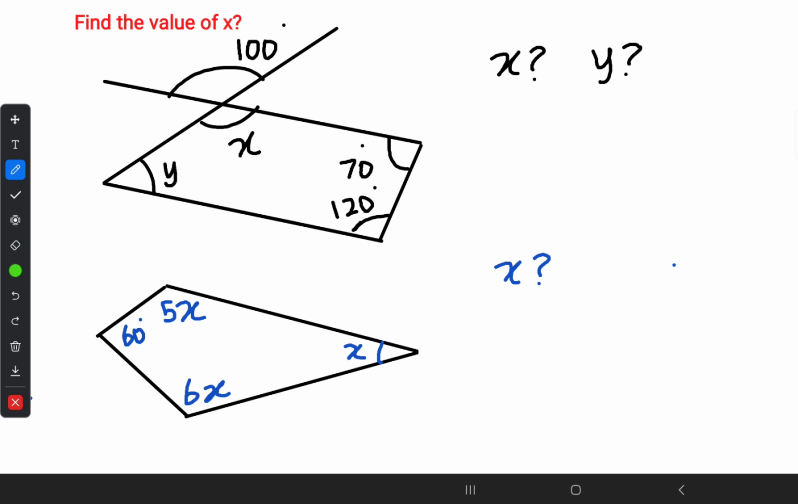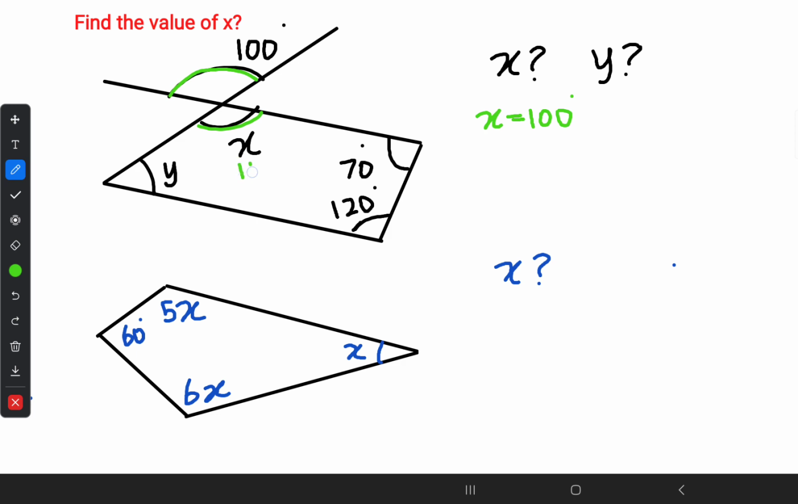Right. To find the magnitude of x, you can directly use vertically opposite angles. What do we mean by vertically opposite angles? When two straight lines intersect each other, they create two pairs of vertically opposite angles, and those two are equal in magnitude. So if this angle is 100, its vertically opposite angle x should be 100. X should be 100 degrees because of vertically opposite angles.